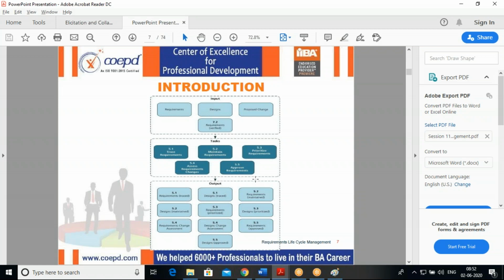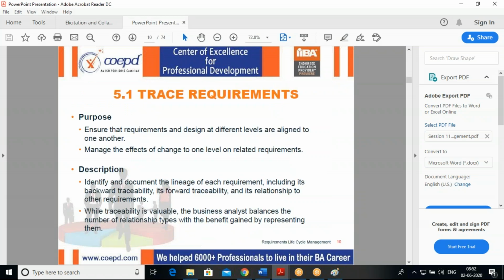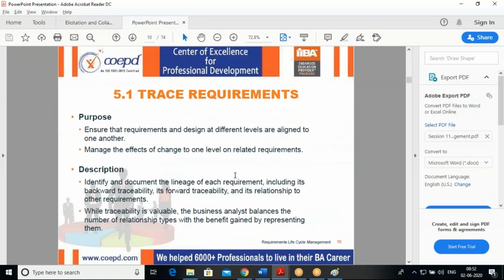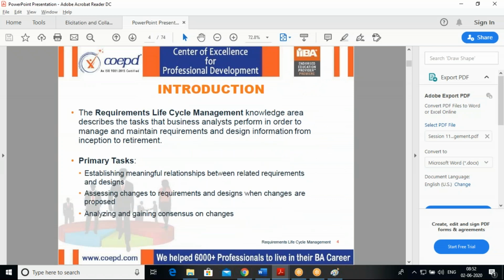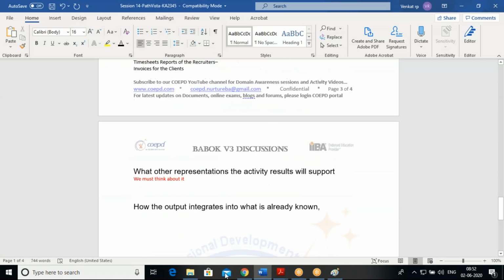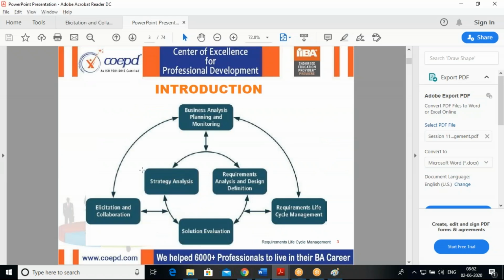Now let us try to understand what trace requirements is. For tracing the requirements, the purpose is to ensure that the requirements and designs at different levels are aligned to one another. Here we need to understand once again what requirement means. Let me show you how we can take it forward. Now we are going to discuss requirements lifecycle management.